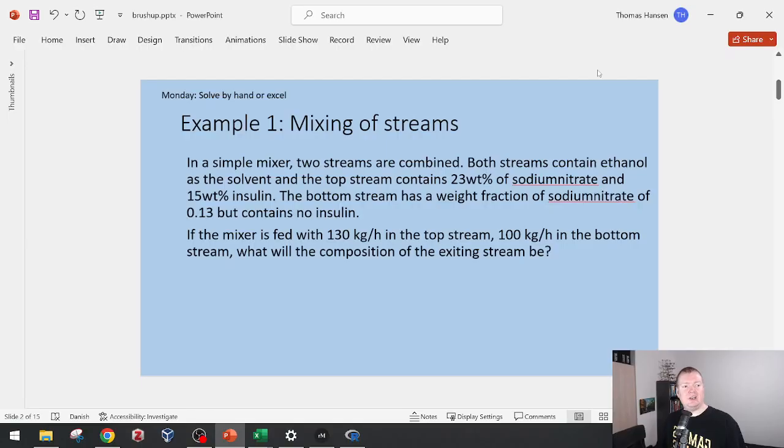Same principle really. We just have three components. In this case, we have our sodium nitrate, we have our insulin, and then we have our solvent. In this case, the solvent is ethanol. So let's try like we did before.